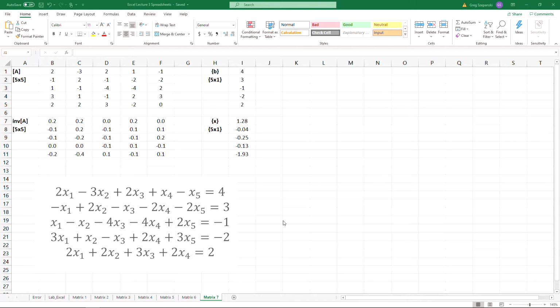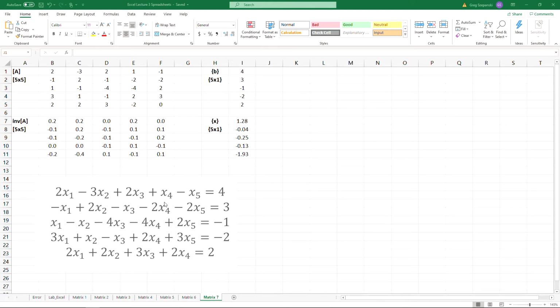When you're solving for multiple unknowns, you need to have multiple equations, the same number of equations as you have unknowns. So here we have 5 equations, 5 unknowns. You need to put them into standard form, which means you group the coefficients for each unknown on one side of the equation, and you put all the constants on the other.